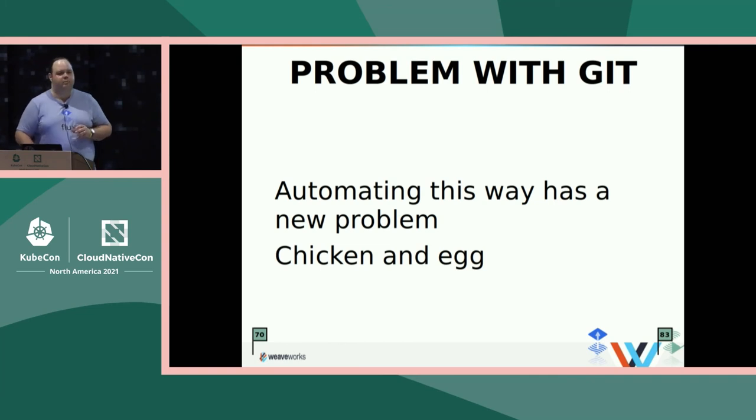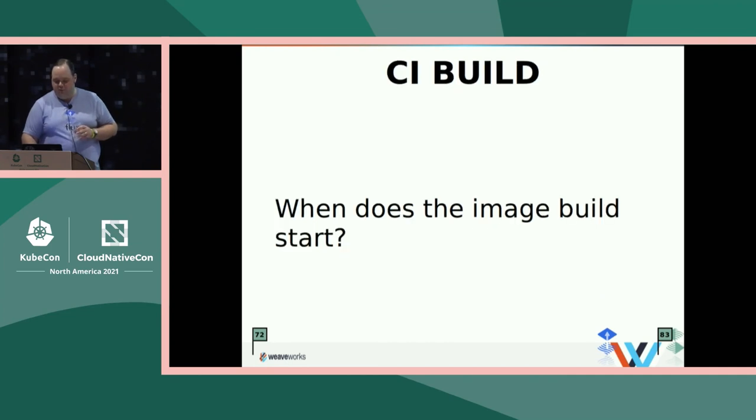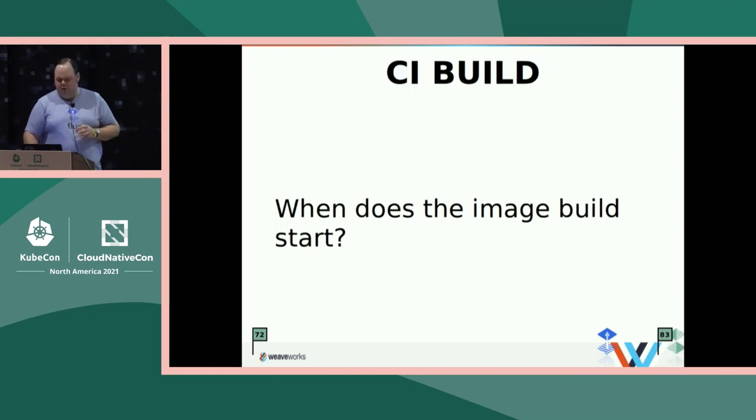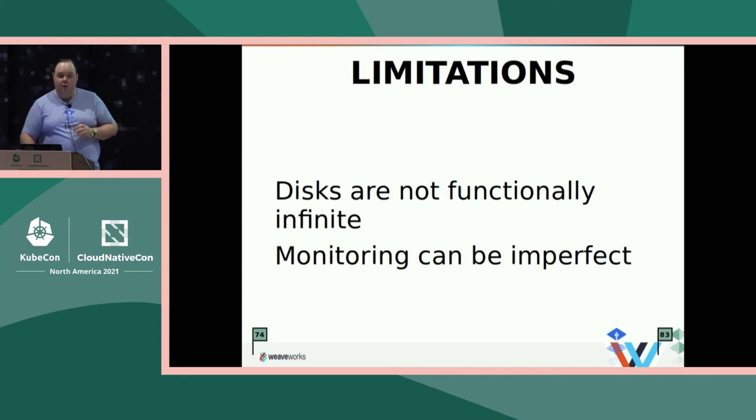We'd really like to use the git tag so that we can take the manifests that are in the git tag of the application and apply them to the cluster with our new image. But that's not how image update automation works. Tags are what you use to mark a release, and then things should happen. When the image build starts is when you push the tag. So that's not the time for Flux to deploy the manifests, right? Because your build could fail. It may fail for surprising reasons, like you run out of disk, or pods came up in the wrong order.